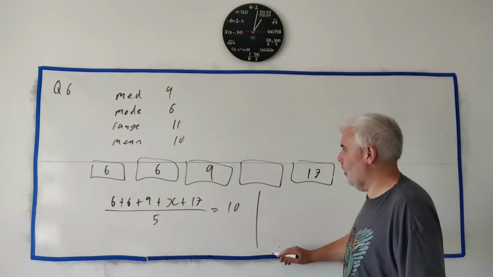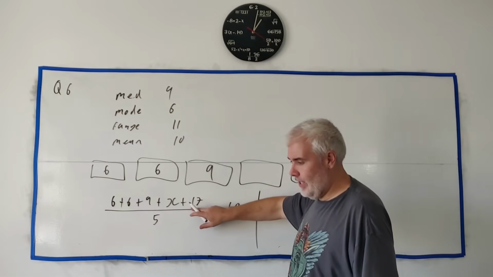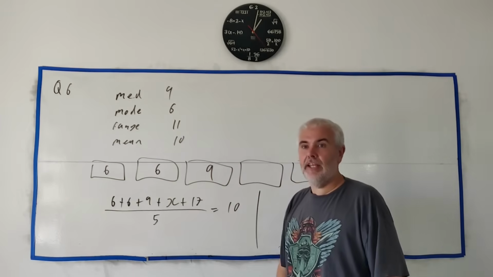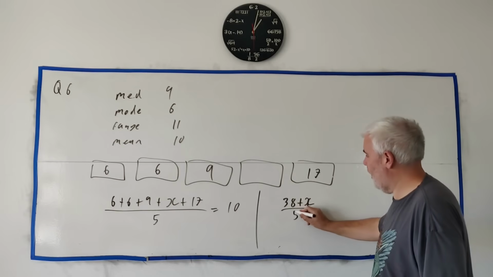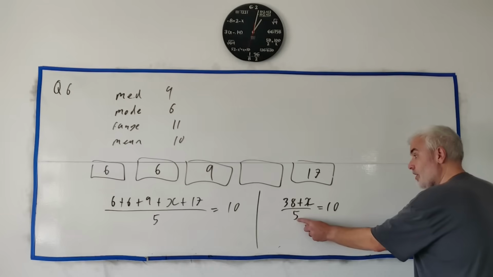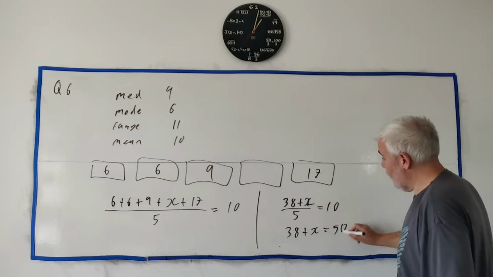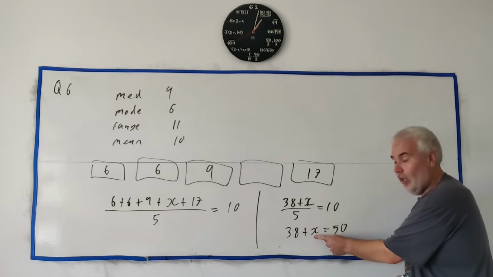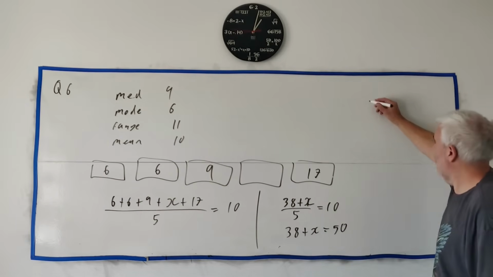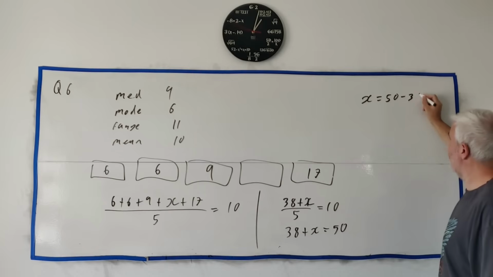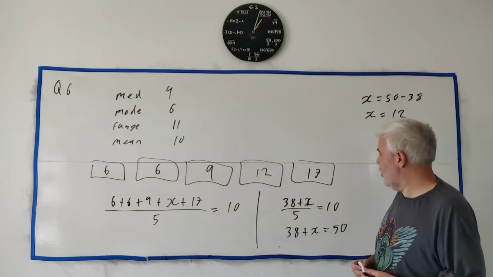We can add up this whole top row here. 6 plus 6 is 12. Plus 9 is 21, plus another 10 is 31, plus another 7 is 38. This top row becomes 38 plus x, divided by 5, is equal to 10. Get rid of the 5, multiply both sides by 5. We get 38 plus x equals 50. At this point you should be able to tell me x is 12. 38 plus what is 50? The answer is 12. Do it slowly, move it over. We get x is equal to 50 minus 38. x is equal to 12. And that's it for question 6.